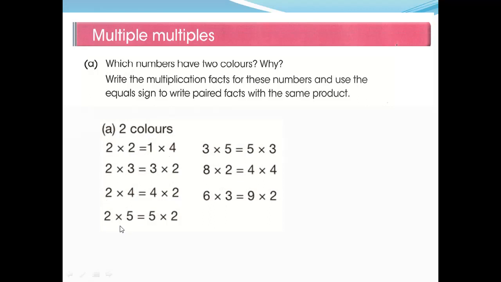Okay, if you check, the answers are the same. 5 multiply 2 is 10, 2 multiply 5 is also 10, 3 multiply 5 is 15, 5 multiply 3 is 15, 8 multiply 2 is 16, 4 multiply 4 is also 16, and like this 6 multiply 3 is 18, and 9 multiply 2 is also 18. Okay, so these we mention in two colors. We write these answers in two colors, also many others, but I write just some. Okay, if you find more you can write them down on your notebook, because in the book you don't have enough space, so you write your answer on your notebook.